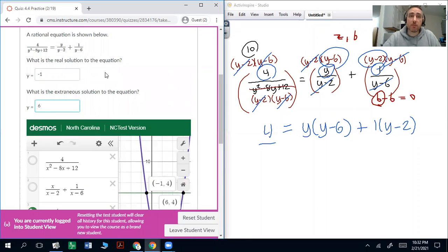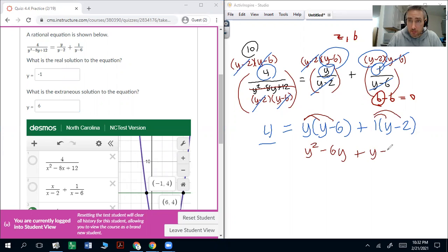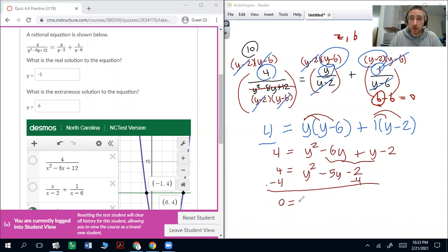If you'd like to see me carry through with the rest of that problem by hand, just watch along, okay? So I would do the distributive property here. That's going to be y squared minus 6y, and then plus y minus 2. So 4 equals all that. So 4 equals y squared. My y's are going to combine to negative 5y minus 2. I'm going to subtract the 4. Negative 2 minus 4 is negative 6. So 0 equals y squared minus 5y minus 6.